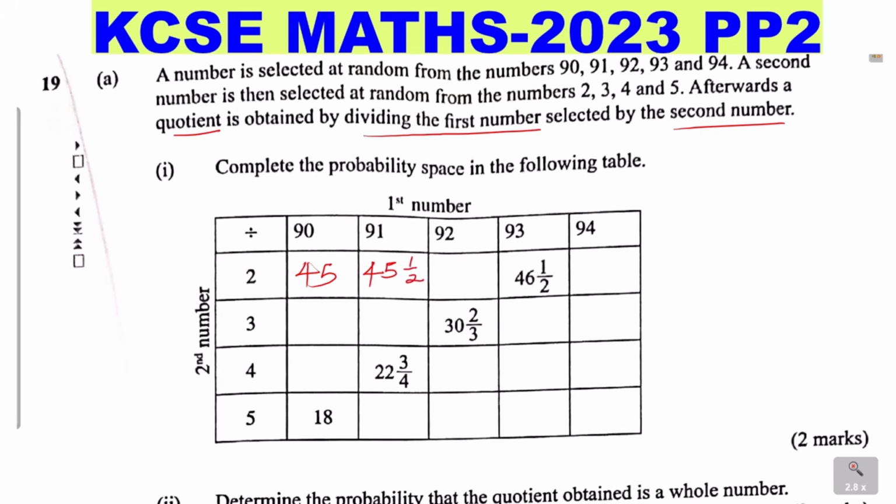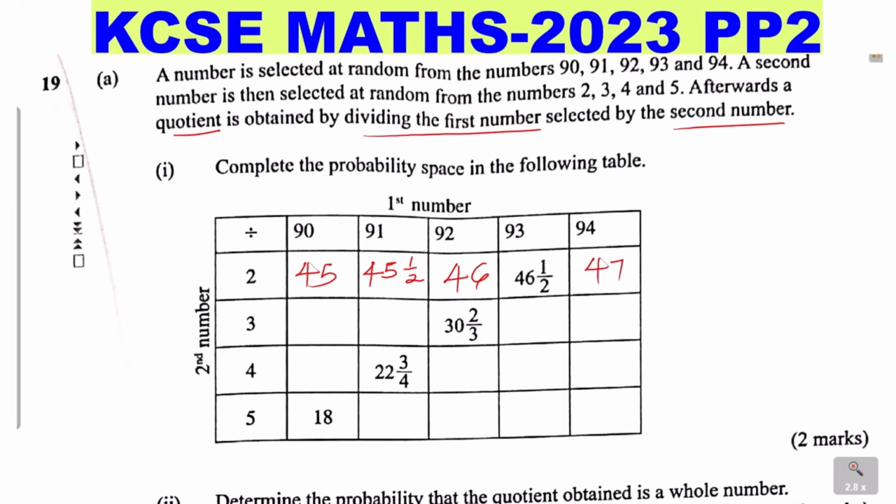Then the next is 92 divided by 2. Write the answer here. That will be 46. Then the next is 94 divided by 2. You write the answer here. It will be 47.